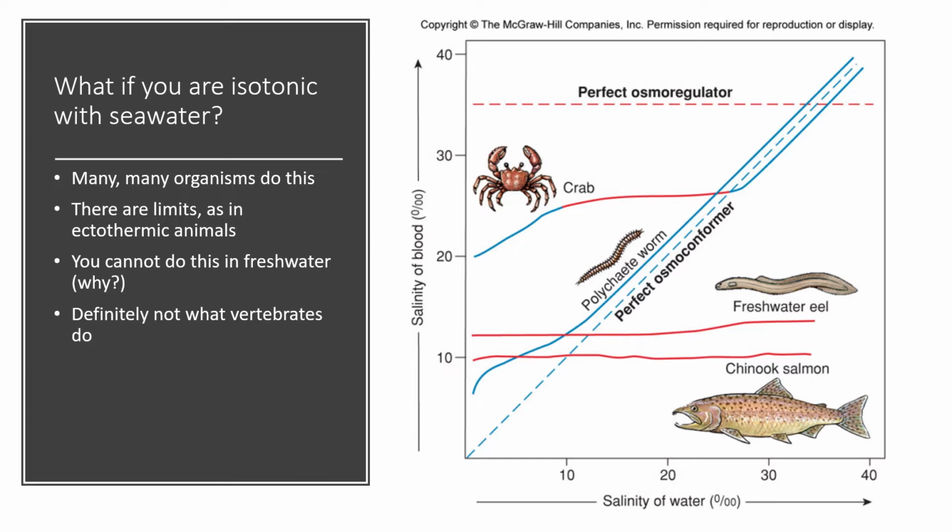The animals at the bottom there, the eel and the salmon, are most interesting to us in part because they're most closely related to us, and this is in fact what we see in our own bodies. By and large, vertebrates follow a very strong osmoregulation. Even if the solution of water around them is very different from them, they are very strict in the composition of salts within their body. One thing that you can't really do is be an osmoconformer in fresh water. Think about why that is.